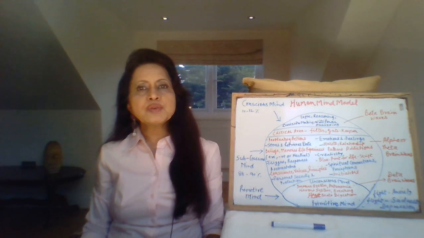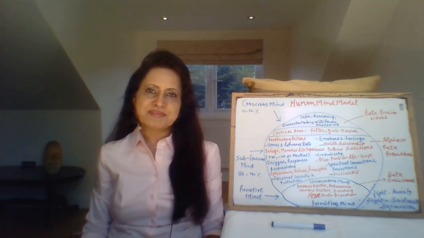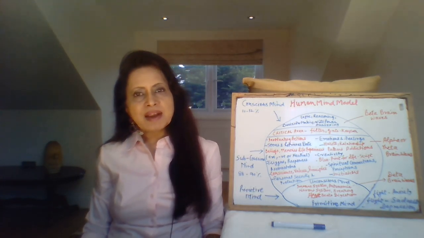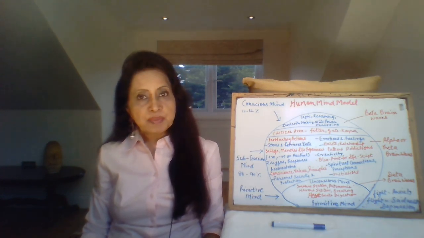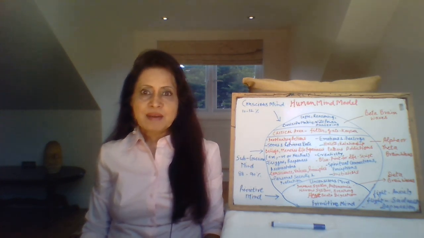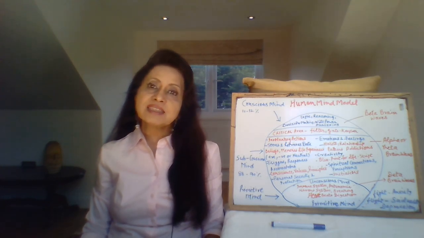People confuse brain with mind. Brain and mind are different to each other. Our brain is physical, but our mind is not physical. Our brain is limited while our mind is unlimited.